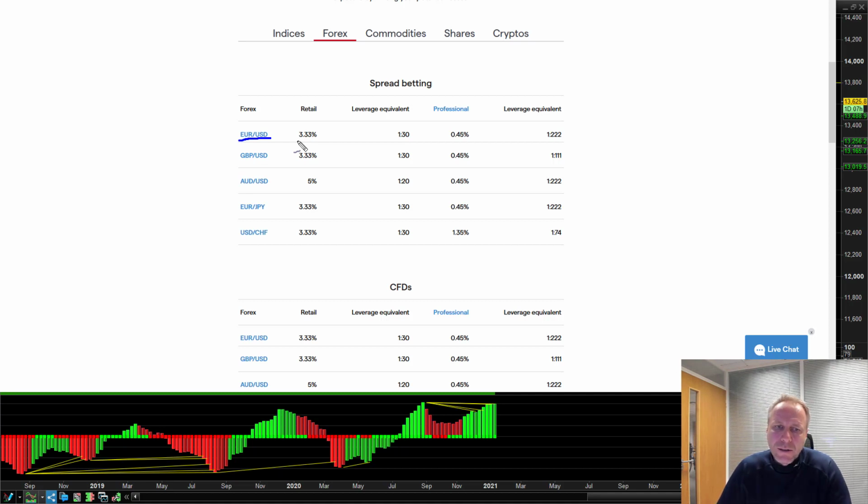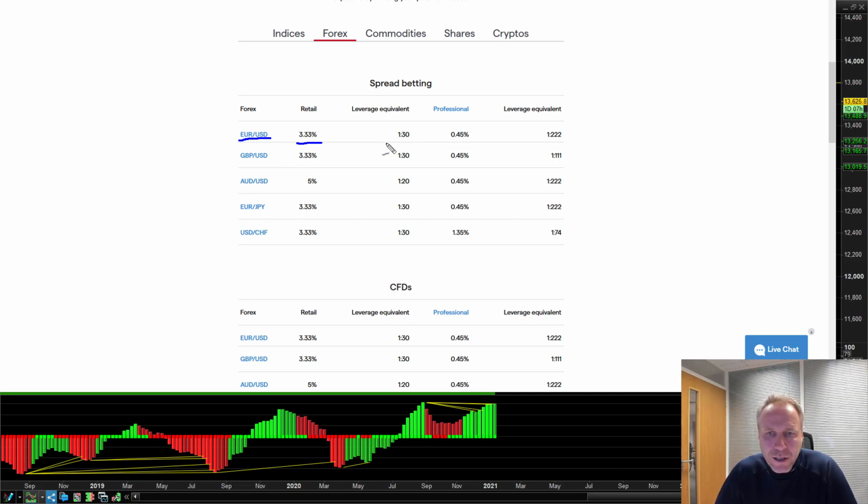I'd say no, it isn't. So as a retail trader, you need 3.33% in your trading account. Remember your trading account: the money comes from your bank or your debit or credit card into your brokerage account. It sits there as a lump sum every single day. Now you're going to need 3.33% in your account to place the trade here on the euro dollar.